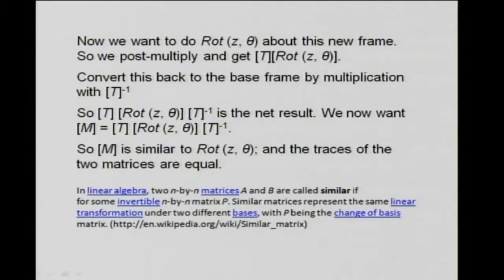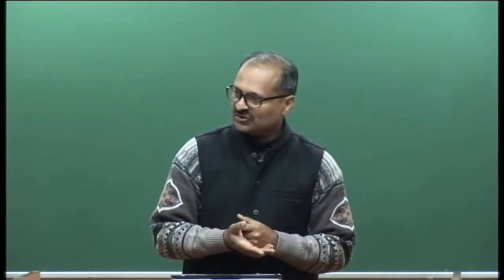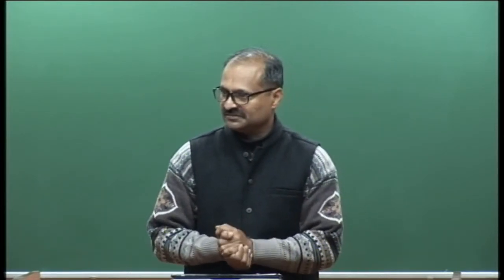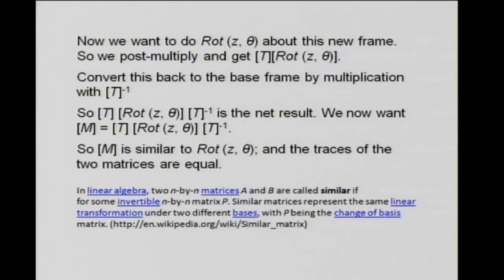So now we want to do rotation z comma theta about the same frame, so we do a post multiplication. But then I want to move it back to the base frame, so multiply by T inverse. So we get T times rotation z comma theta and then into T inverse. So what did I do? I went to that frame C, rotated, and moved back to the base frame again. And now this should have given me the matrix M. So this is my statement: the matrix M is equal to T times rotation z comma theta times T inverse.